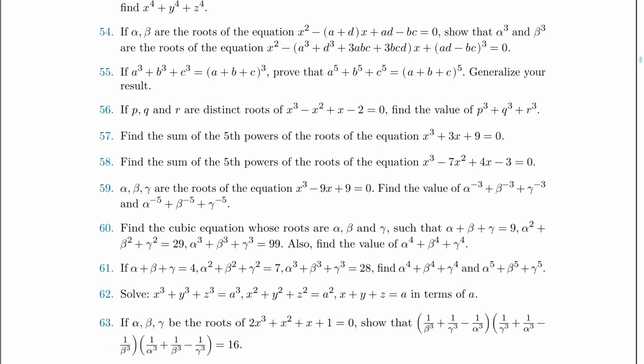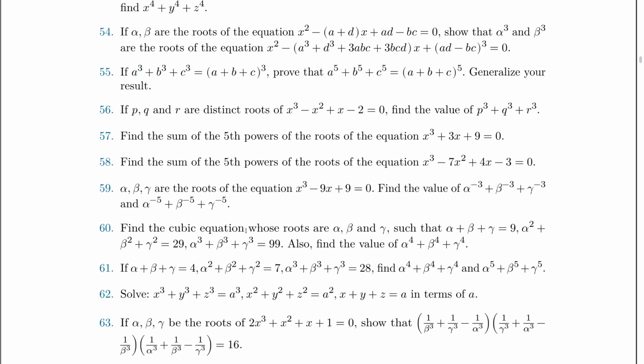Question 63 says that if alpha, beta, gamma be the roots of 2x cube plus x square plus x plus 1 is equal to 0, show that (1 by beta cube plus 1 by gamma cube minus 1 by alpha cube) into (1 by gamma cube plus 1 by alpha cube minus 1 by beta cube) into (1 by alpha cube plus 1 by beta cube minus 1 by gamma cube) is equal to 16.